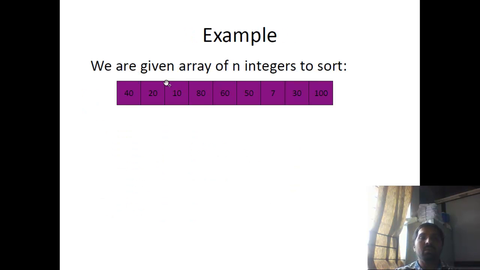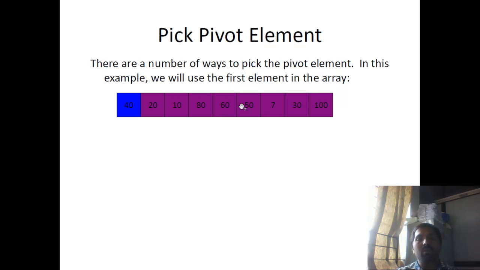For example, we are given an array of n integers to sort. Here we have 9 elements. Out of these 9 elements, we can take any one element as the pivot element. Normally we take the first element as the pivot. There are a number of ways to pick the pivot element. In this example, we will use the first element in the array. So here I am going to select 40 as the pivot element. Based on this pivot element, we can sort the elements.